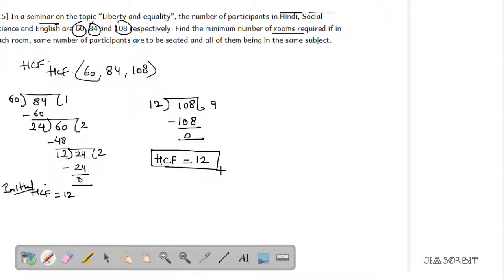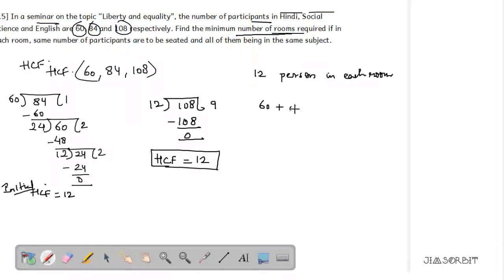Okay. Now if the HCF is 12, you have to find the number of rooms. I just told you that whatever you find as the HCF has the same unit. These participant units were people, not rooms. Now HCF is 12 means there will be 12 participants in each room. Hence, we are going to take the total participants and divide by the number of participants we can put in one room, and hence we will get the number of rooms directly.